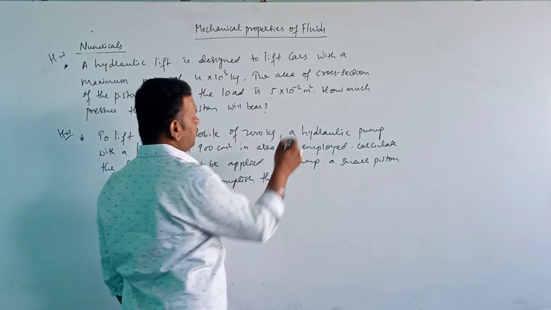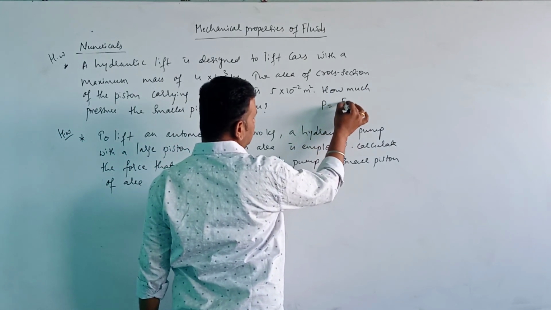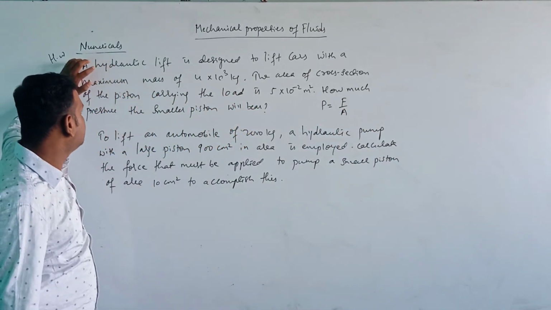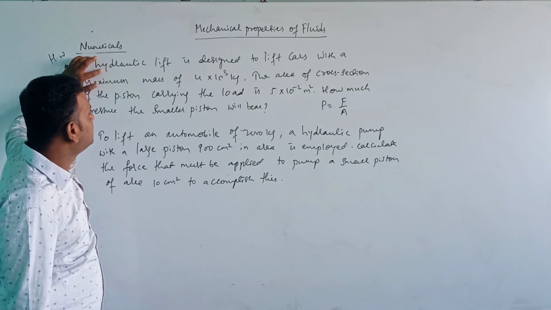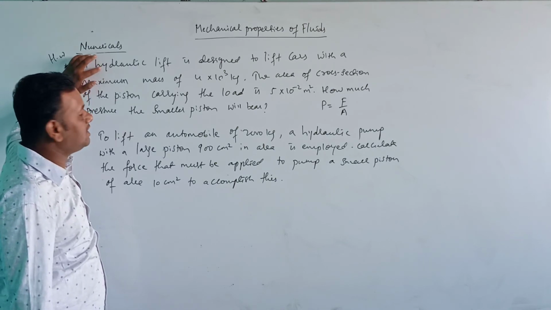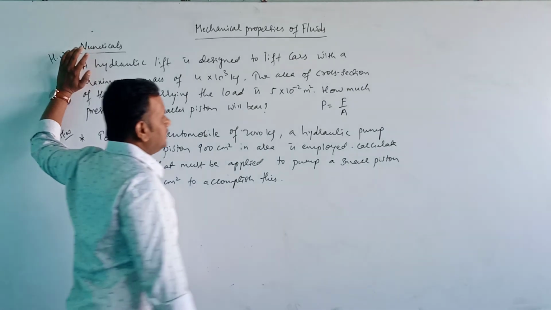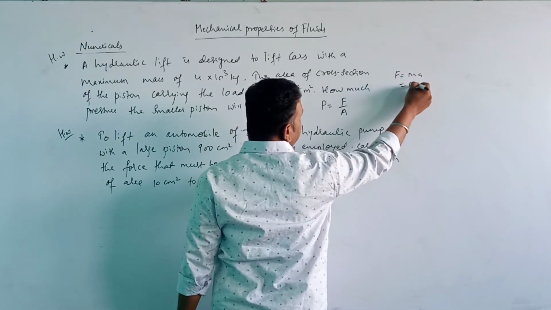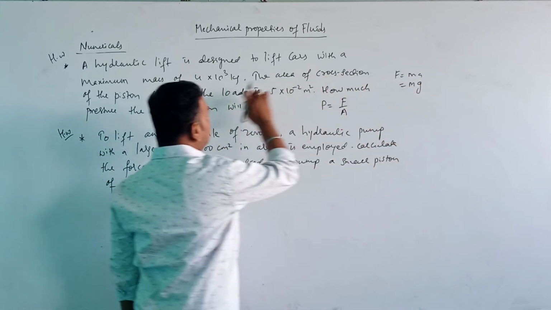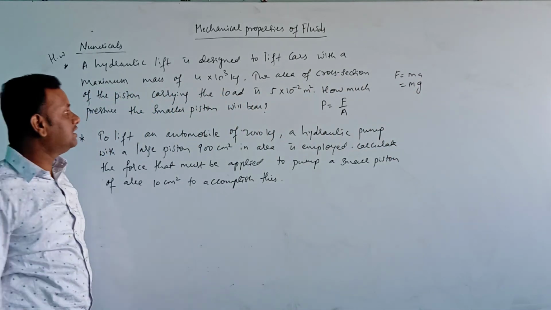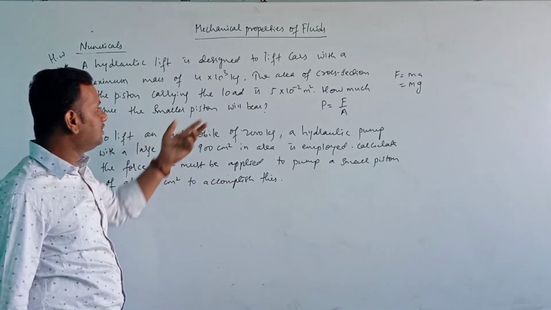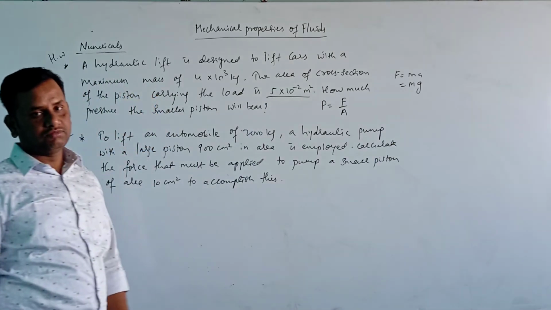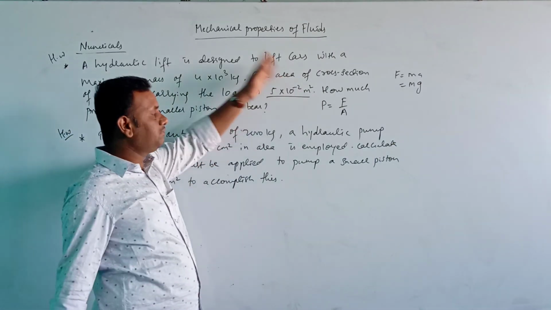Here you have to find out the pressure. As you know, pressure is F by A. He has given the hydraulic lift designed to lift cars with the maximum mass. As you know, F is nothing but m into g, where m is 4 into 10 to the power of 3 kg, g is acceleration due to gravity, and the area is already given, 5 into 10 to the power of minus 2 meter square. Then you can find the pressure.